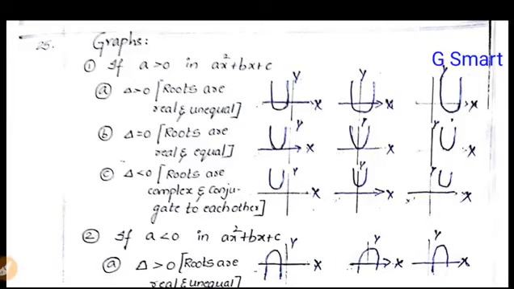If delta is equal to 0, roots are real and equal. So in the first figure minus 2 comma minus 2, in the second figure 0 comma 0, and in the third figure 3 comma 3, like that example.